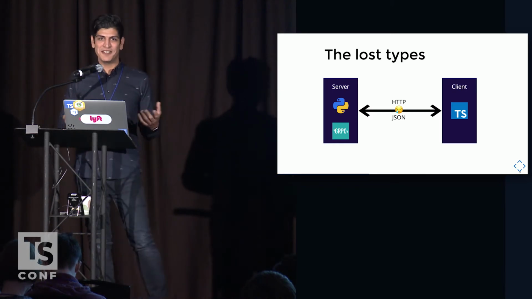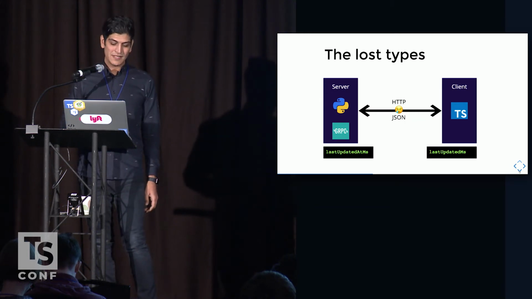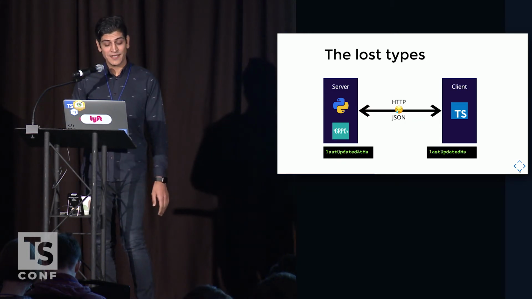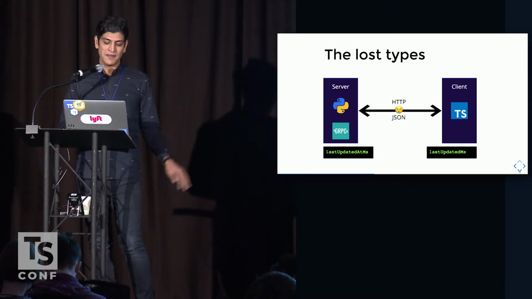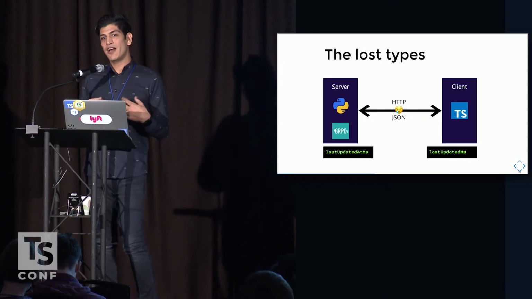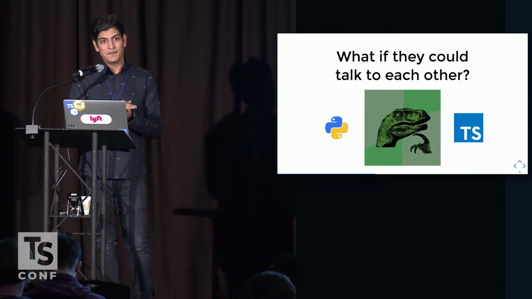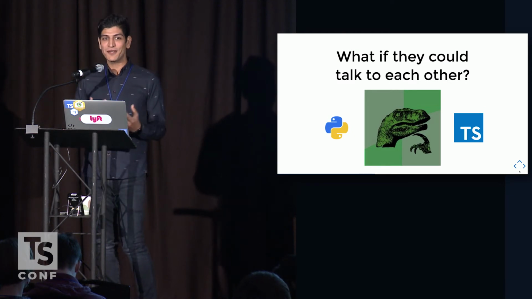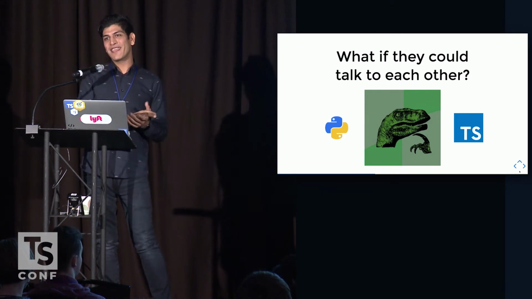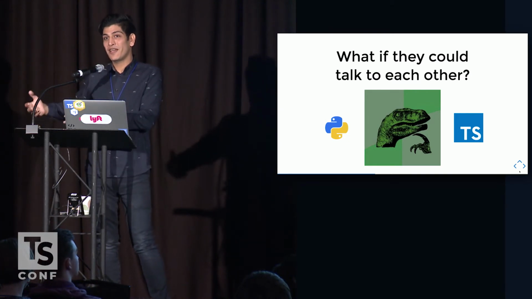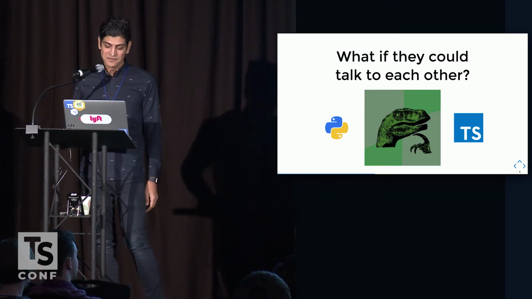HTTP and JSON are not made for transporting types across the wire. So this is what happens. The server decided to say lastUpdatedAtMS. They updated their types, everything, but they didn't tell us, and our code broke. So this raises the question: what if these two type systems could talk to each other? If they could, the Python backend could tell the front end, hey, this is now lastUpdatedAtMS, so the front end could react to it.